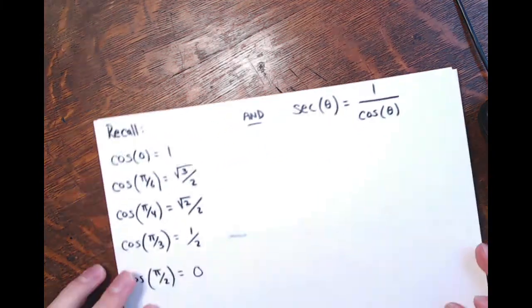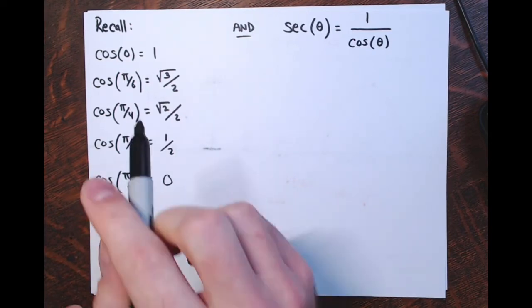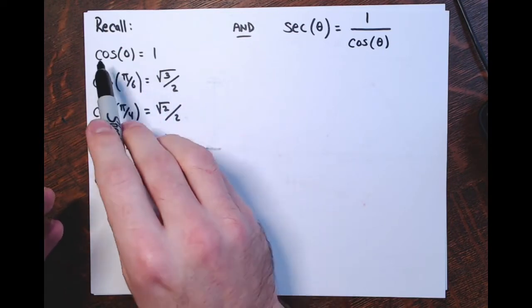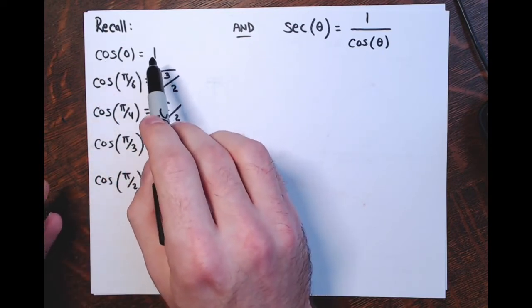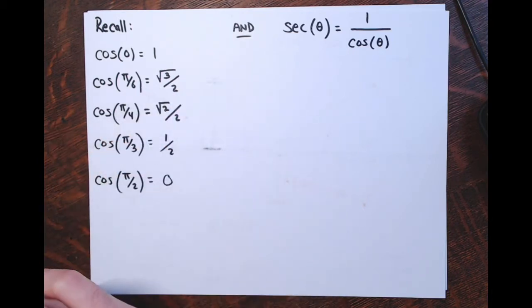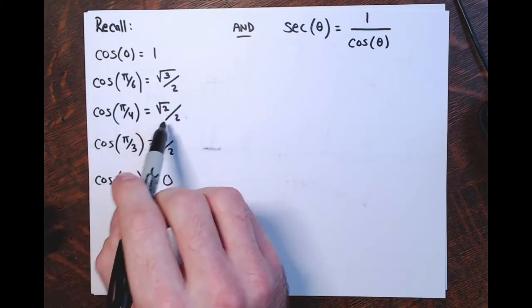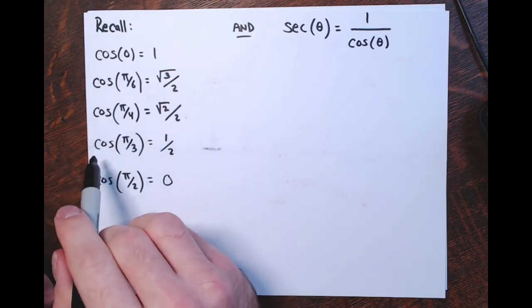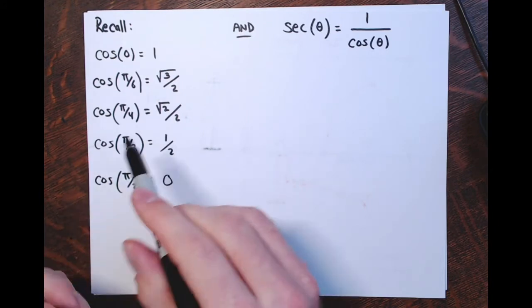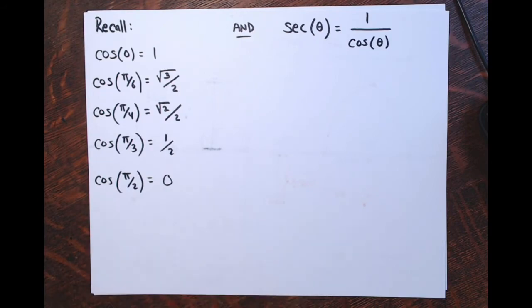Now, I'll give you a few values here. These are just the first quadrant values. So these are cosines. Remember, cosine of 0 was 1. Cosine of 30 degrees, or pi over 6, is the square root of 3 divided by 2. The cosine of pi over 4 was the square root of 2 divided by 2. The cosine of pi over 3, or 60 degrees, was a half. And the cosine of pi over 2 was 0.